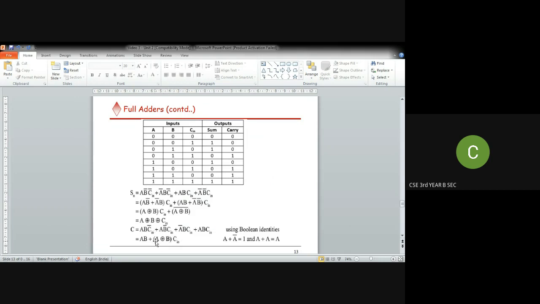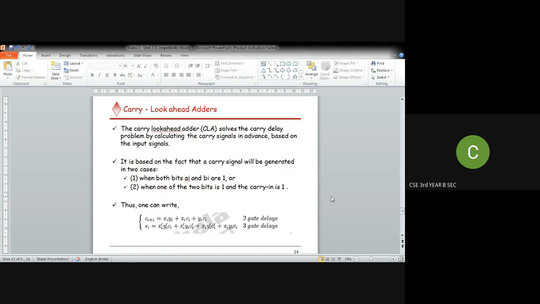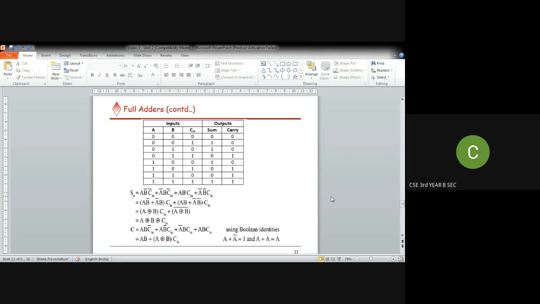After doing the simplification, we will get AB plus A XOR B into Cin. So this is the logical expression for the full adder. And in the full adder, we have to do the operation bit by bit. We cannot do a parallel operation in the full adder, since the carry in bit Ci is obtained only when the previous Ci value is calculated. So this operation can be done only at bit level. We cannot do the parallel operation.